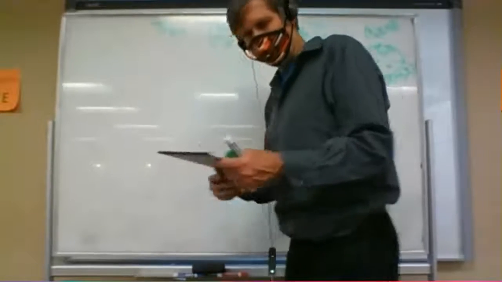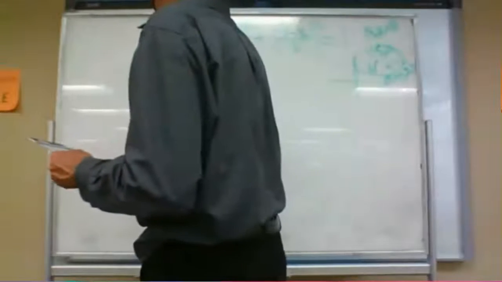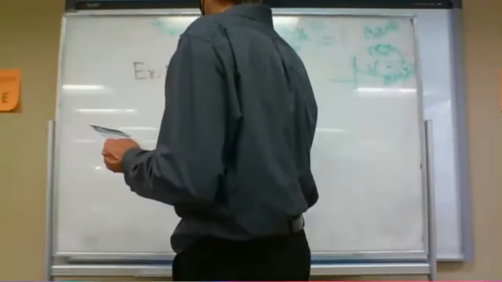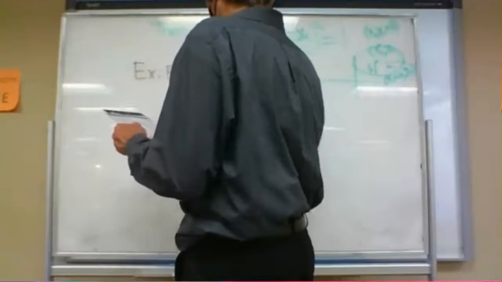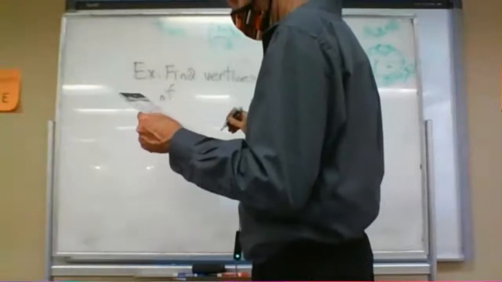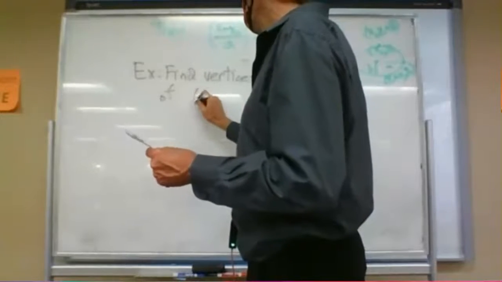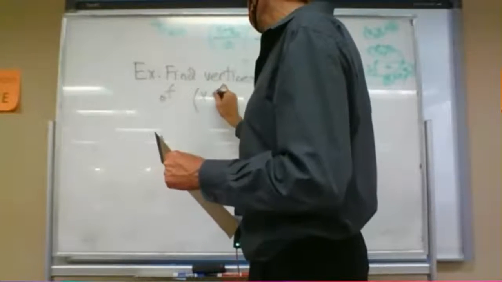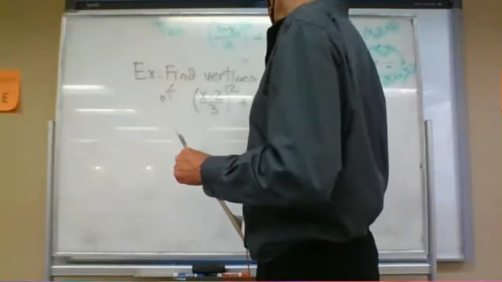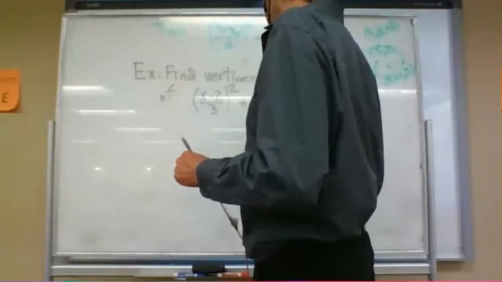All right. How about this? Find the vertices and the foci of this ellipse: x minus 2 over 3 squared plus y over 4 squared equals 1.